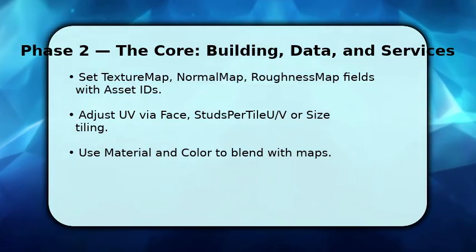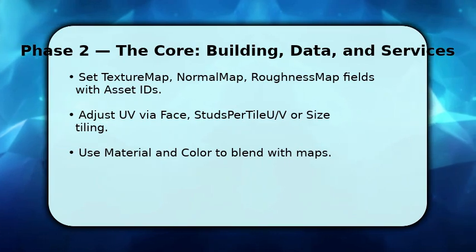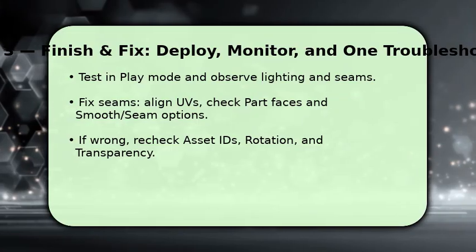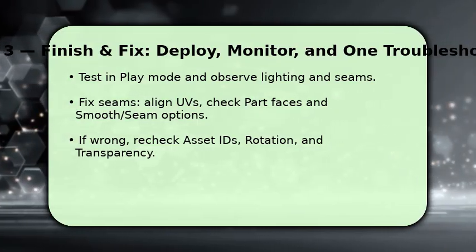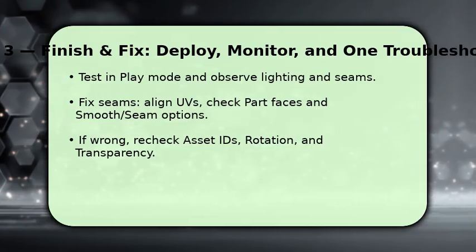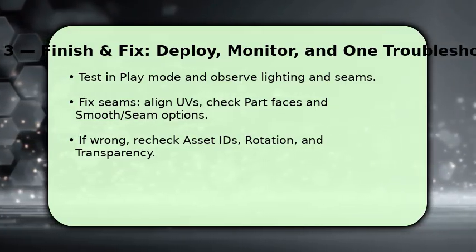Finally, test the part in play mode and inspect lighting, seams, and tiling up close. If you see seams or stretching, adjust the part's size, face orientation, or studs per tile U/V values. Sometimes changing material to smooth plastic reduces visible seams.